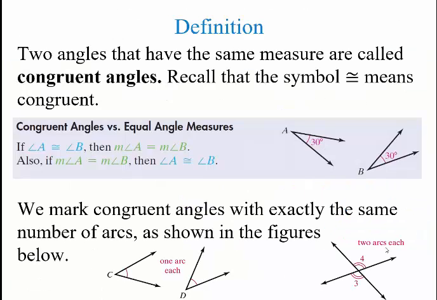All right, some definitions. Two angles that have the same measure are called congruent angles. In the last section, we learned about congruent lines. We can have the same thing with congruent angles. The symbol, an equal sign with a squiggly over it, means congruent. If angles A and B are congruent, then the measure of angle A is equal to the measure of angle B. Also, if the measure of angle A is equal to the measure of angle B, then angles A and B are congruent angles. We mark congruent angles with exactly the same number of arcs as shown in the figures below. Just like the tick marks in the last section, a single mark here and here means these two are equivalent. Double marks here and here means these two angles are equivalent.